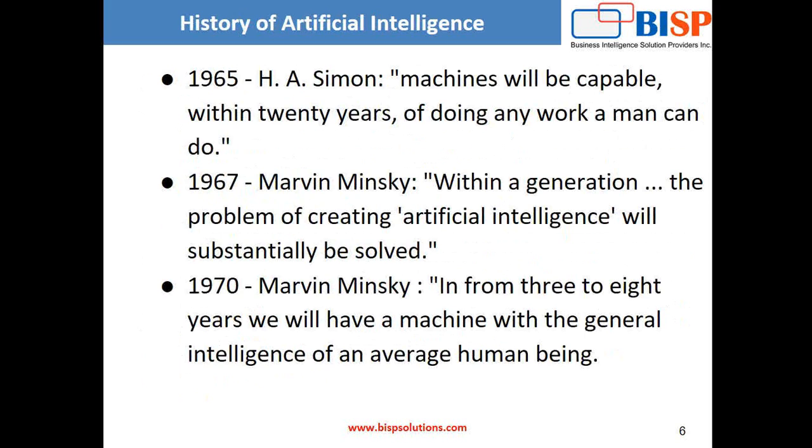In 1970, Marvin Minsky predicted that within 3 to 8 years, the machine will have the general intelligence of an average human being. Honestly speaking, it is actually becoming true today. That too, after 2005, that has actually become true, but it never actually happened in 3 to 8 years. That was not true from 1970.